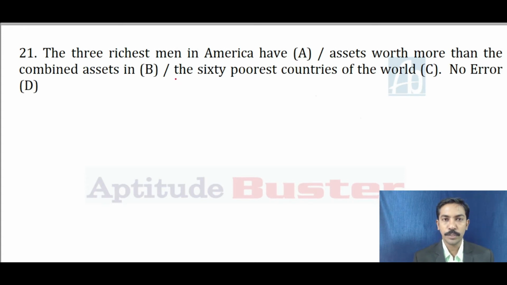Now coming back to this question, the three richest men in America have assets worth more than the combined assets. It shouldn't be in, it should be of. The error lies in segment B. The correction is, instead of in, the correction is of. If you have the word in, it would change the meaning as if these 3 richest men have assets in those 60 poorest countries. No, the overall meaning of the sentence states that their asset value is more than the combined asset value of 60 poorest countries.